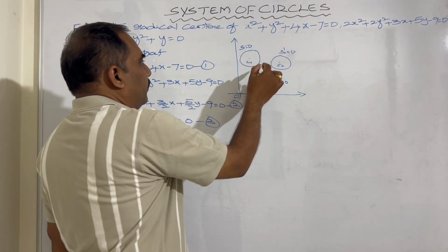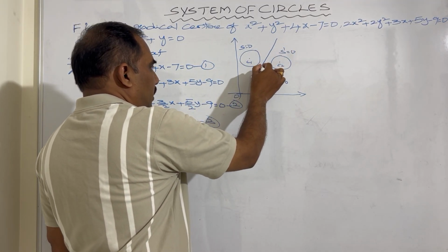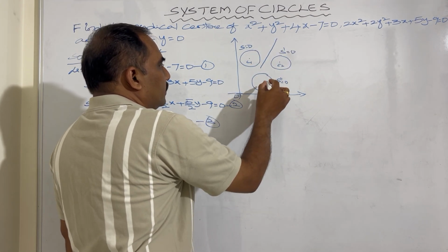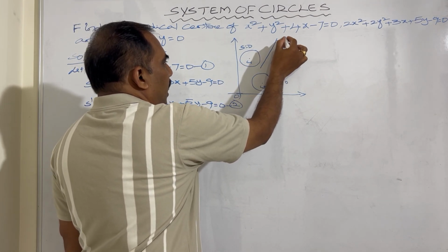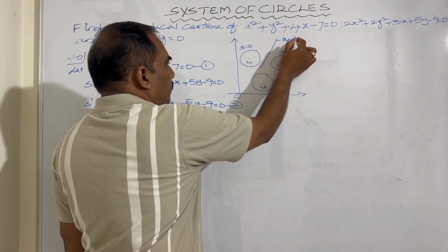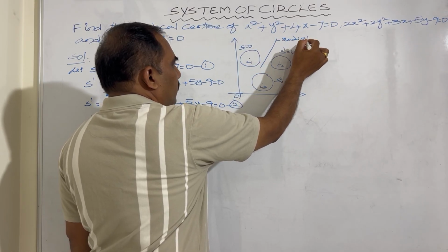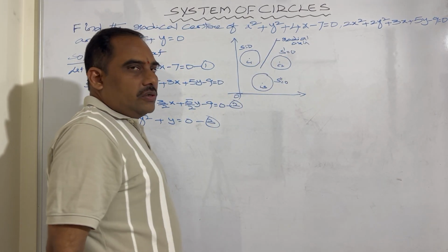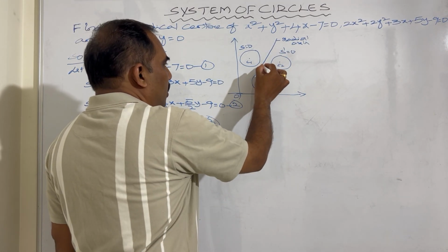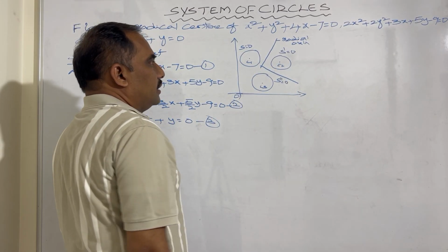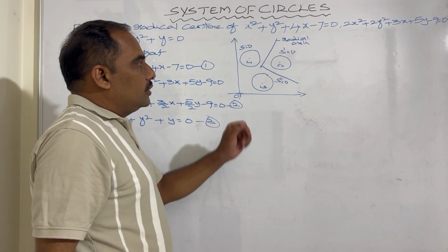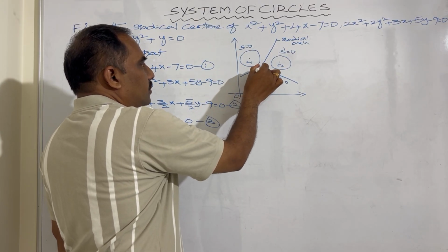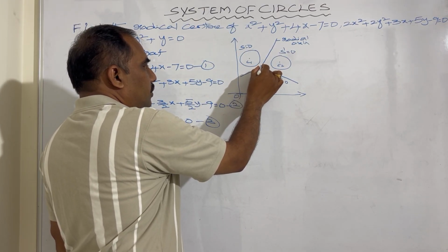Before finding the radical center, you have to find the radical axis of each pair of circles. So the radical axis of S is equal to 0 and S dash is equal to 0, the radical axis of S dash is equal to 0 and S double dash is equal to 0, and the radical axis of S double dash and S is equal to 0.